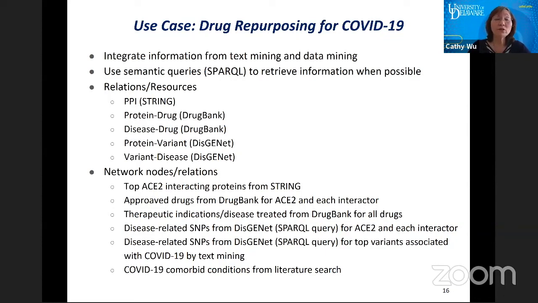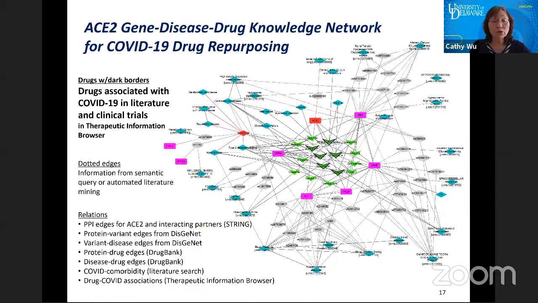So again, the relationships and the different entities are retrieved from the different resources. I don't think I'm going to go over the details as to where and how this information was extracted. I just wanted to show you this resulting network, the knowledge network, centered on ACE2, which is shown in the red node, and the interaction partners in pink, as well as the COVID and comorbidity diseases in blue, and the gene variants in gray, and therapeutic drugs in green.